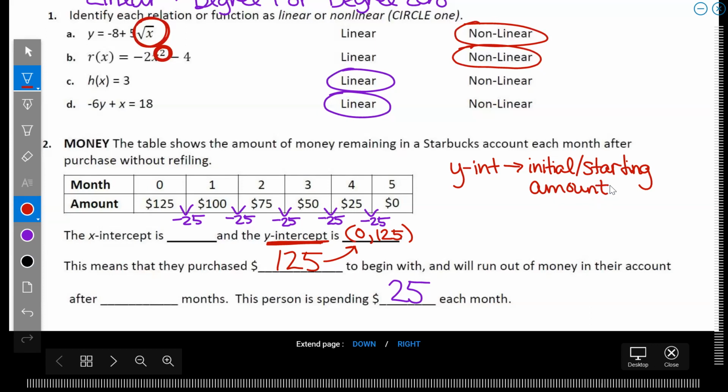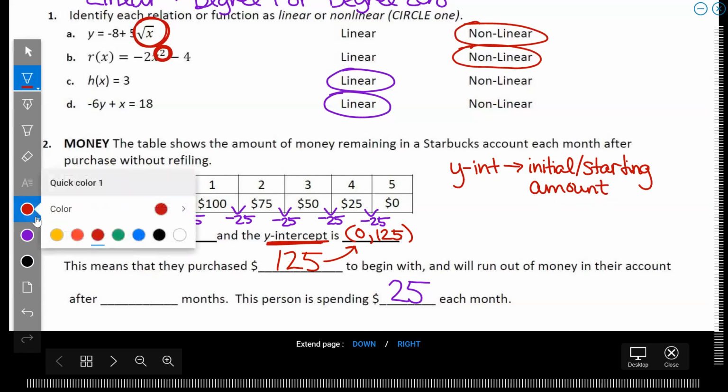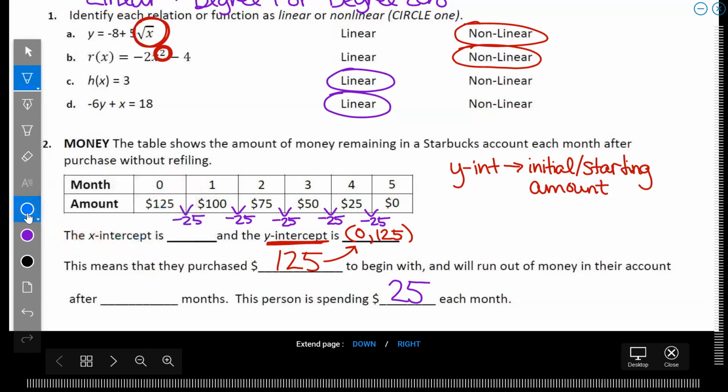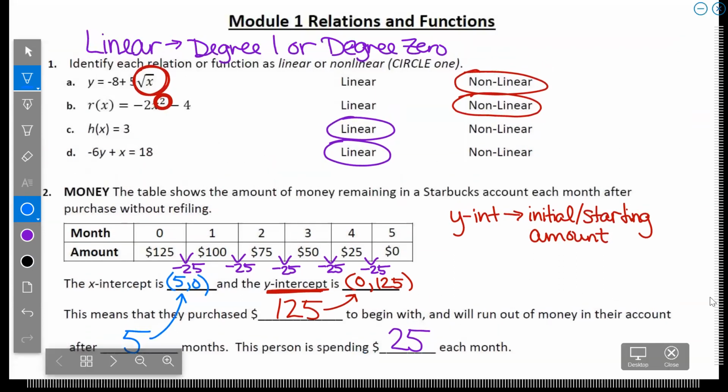And they will run out of money in their account when? In the 5th month. So what's my x-intercept then? 5, 0. This is when they're going to run out. All right. If you guys want to snap a picture, now is the time.